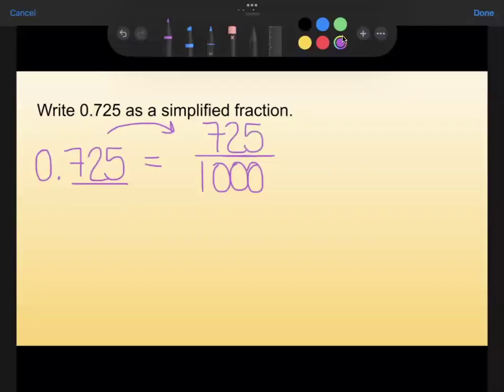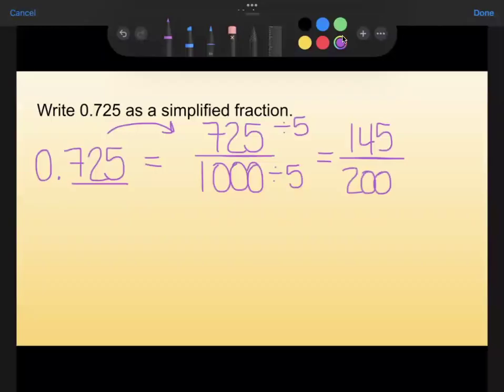Now I need to focus on simplifying this. These are some pretty big numbers here, but I know some divisibility rules that could help me. I know that any number that ends in 5 or 0 would be divisible by 5. So I'm going to start doing that because both 725 and 1000 end in 0 or 5. When I do 725 divided by 5, I get 145 on the top. And if I do 1000 divided by 5, I get 200. Okay, so that's where I am so far.